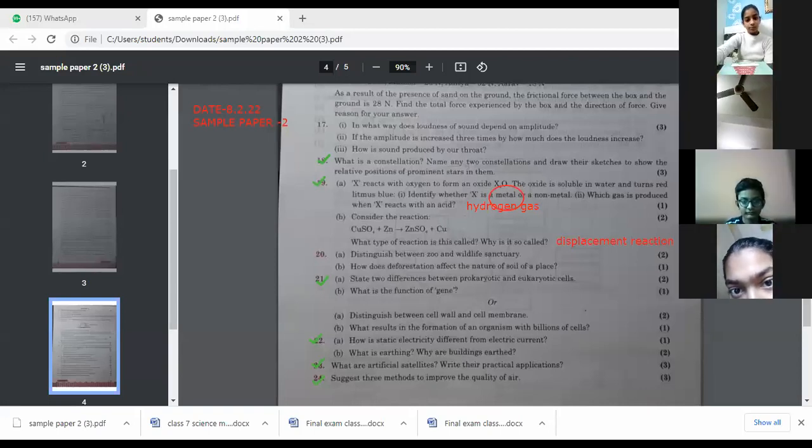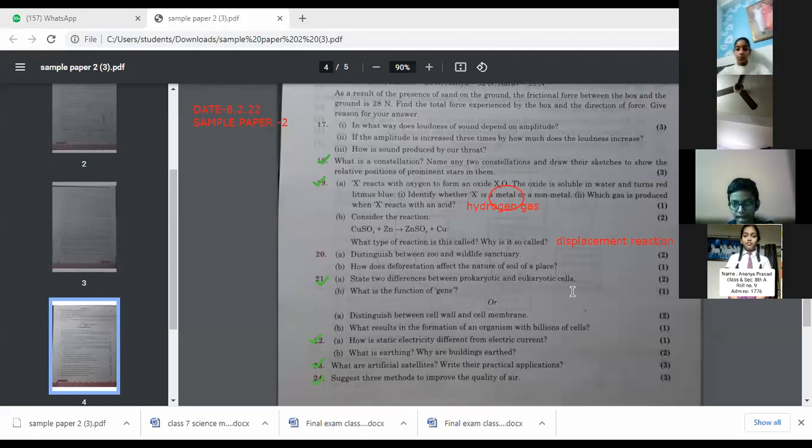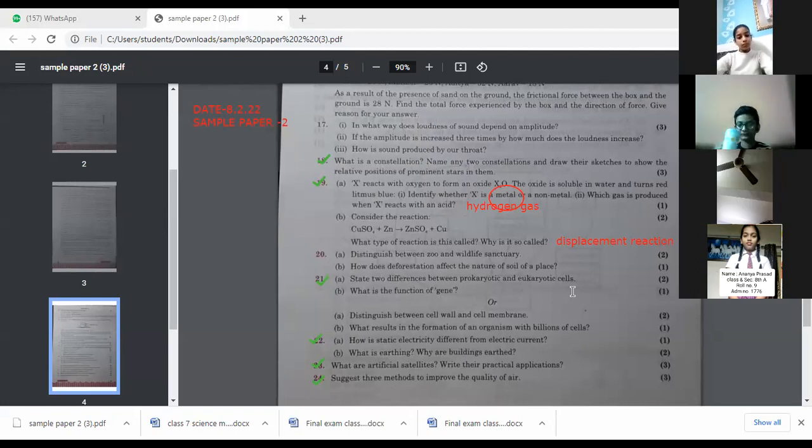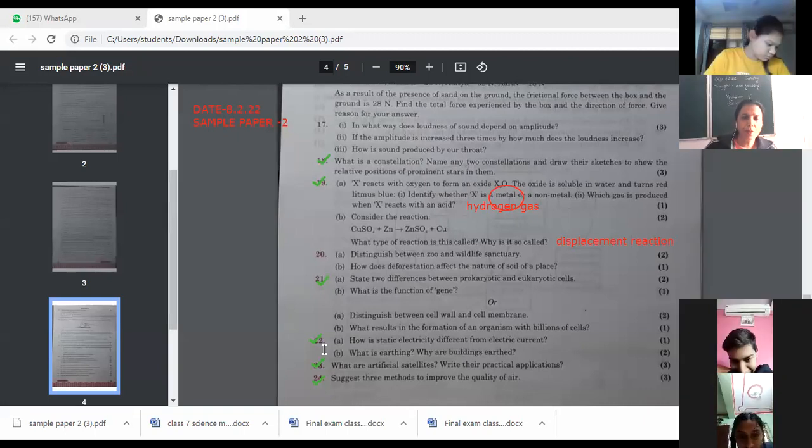Let's move to the next question, number 21. State two differences between prokaryotes and eukaryotic cells. And B part, what is the function of genes? So I hope you know the answer of these questions. Already we have done one definition of prokaryotes and eukaryotes and one example of it. Can I have the definition from your side? Chapter number 8, cell. And tell me the function of genes also. Genes, you know, are present on the chromosomes, and for what are they responsible?